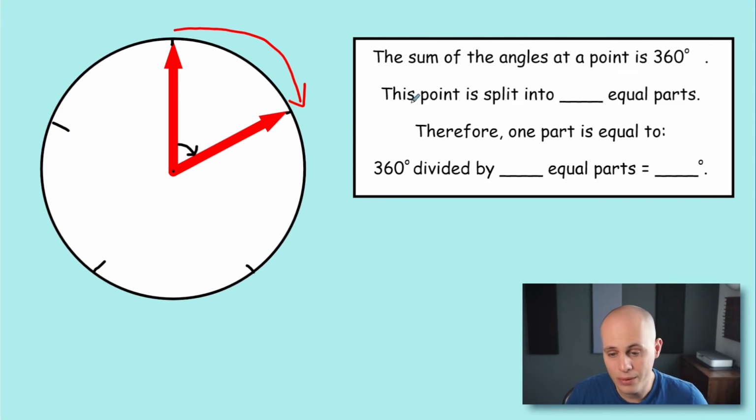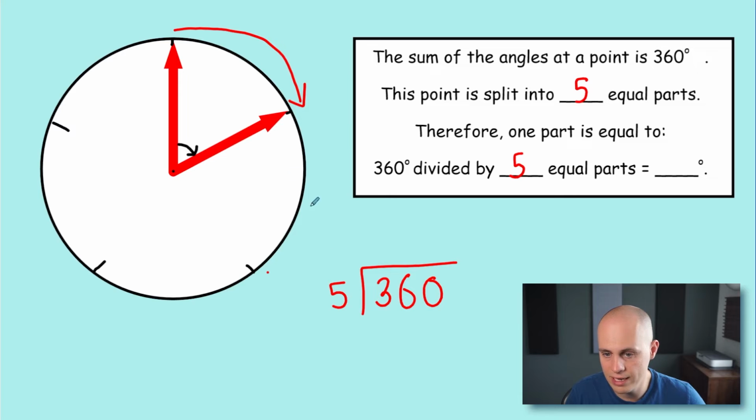The sum of the angles at a point is 360 degrees, and this point has been split into 1, 2, 3, 4, 5 equal parts. Therefore, one part is equal to 360 divided by 5, which we're going to do right now. Let's find out exactly what the angle of one of these parts is. 5 doesn't go into 3, so we put it across. 5 into 36 goes how many times? If you know your times tables, 5 times 7 is 35, so we've got 1 left over there. 5 into 10 goes twice. Awesome. So we have just found out that one of these segments is worth 72 degrees.